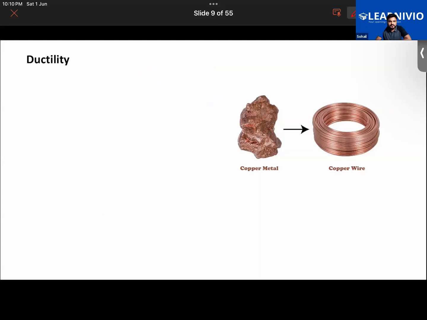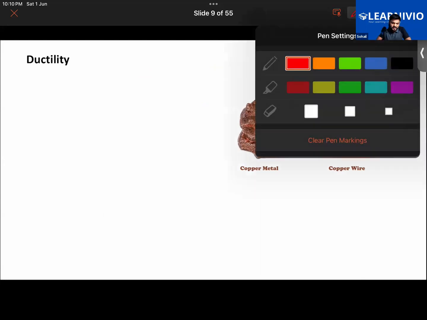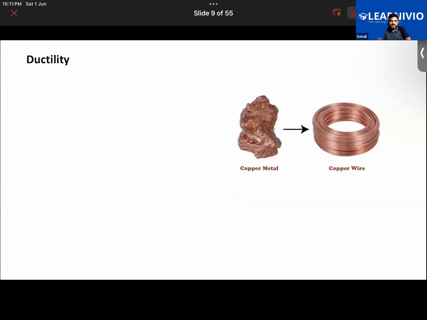Now, if you talk about ductility, ductility basically means the property which allows metals to be drawn into wires. Most of the metals are ductile, and again, gold and silver are the most ductile metals. Copper and aluminum are also very ductile and they can be drawn into copper wires or aluminum wires.